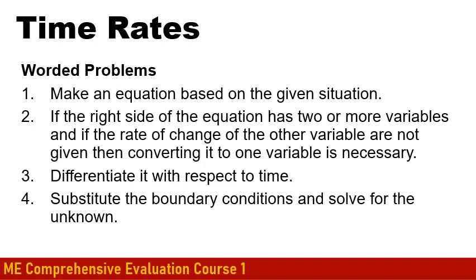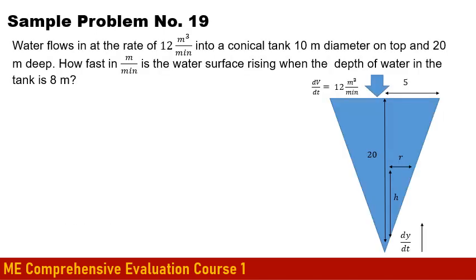Differentiate it with respect to time because this is a time rate. Then substitute the boundary conditions and solve for the unknown. Say for example, you have water flowing in at a rate of 12 meter cube per minute into a conical tank of 10 meter diameter on top and 20 meter deep. We are going to solve how fast, in meter per minute, the water surface is rising when the depth of the water in the tank is 8 meter.